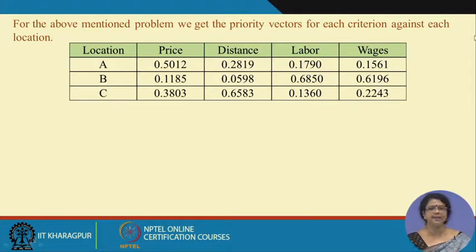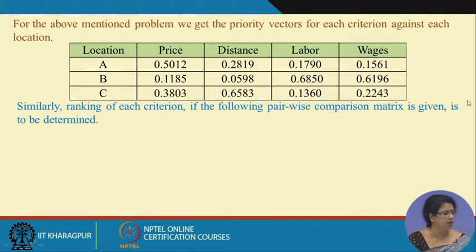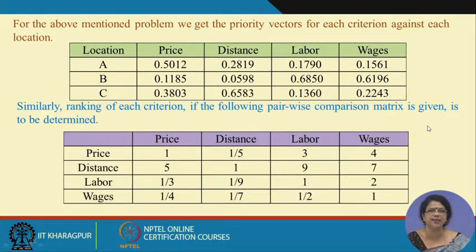Now, as I said, these are the priority vectors with respect to individual objective functions. Now, for each criteria again we can have the preference structure with respect to price, distance, labor and wages. We can have different structure here also. I can use a scale from 1 to 9 given by Saaty, and within that we can have the preference structure like that.